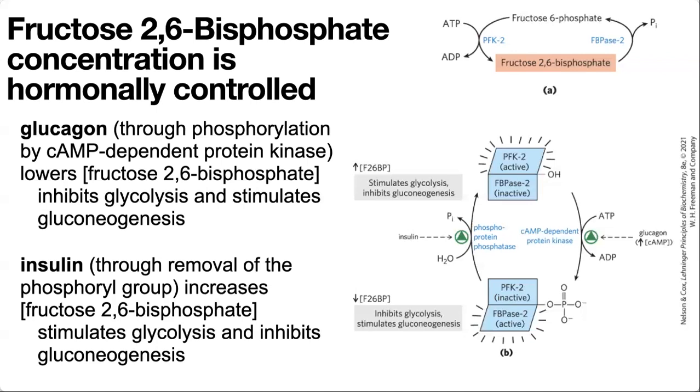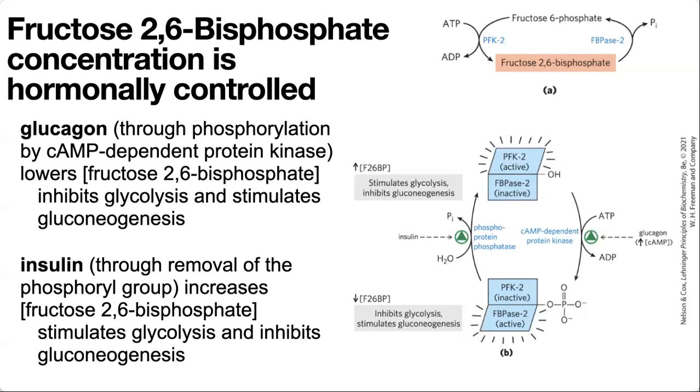Alternatively, if it's not phosphorylated, now you're going to have the kinase domain active. You're going to make F26BP, which is going to stimulate glycolysis and inhibit gluconeogenesis. So if we phosphorylate this enzyme, we are inhibiting glycolysis and stimulating gluconeogenesis. If we dephosphorylate this enzyme, we're going to stimulate glycolysis and inhibit gluconeogenesis. And so now we need to go back and think about when would we want to do what.